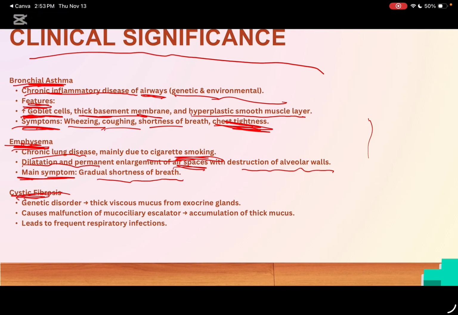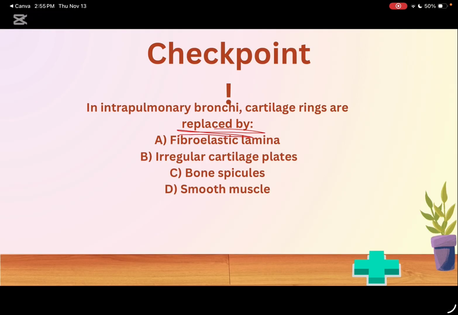Cystic fibrosis, it's a genetic disorder, okay? It's a thick, viscous mucus from where? From exocrine glands. And what does it cause? It causes a malfunction of the mucociliary escalator, accumulating very thick mucus. You don't need to know the molecular details, but just connect it with the F508 mutation, okay? And it leads to frequent respiratory infections. Okay, so these are the checkpoints.